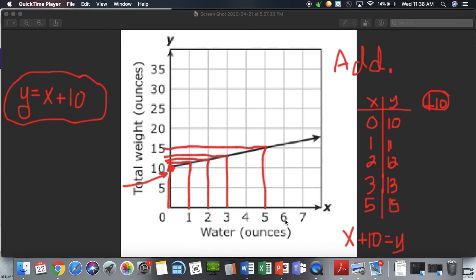So for any x, let's say 7, so 8 would be next. I take 8, I add 10, I get y, which is 18. And that looks like about 18. So if I wanted any other value, if I wanted to keep going, all I've got to do is add 10 to my x.